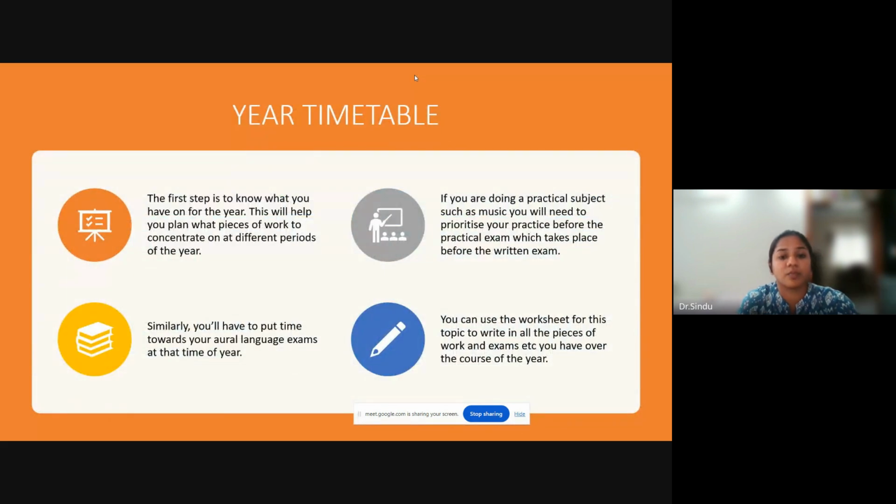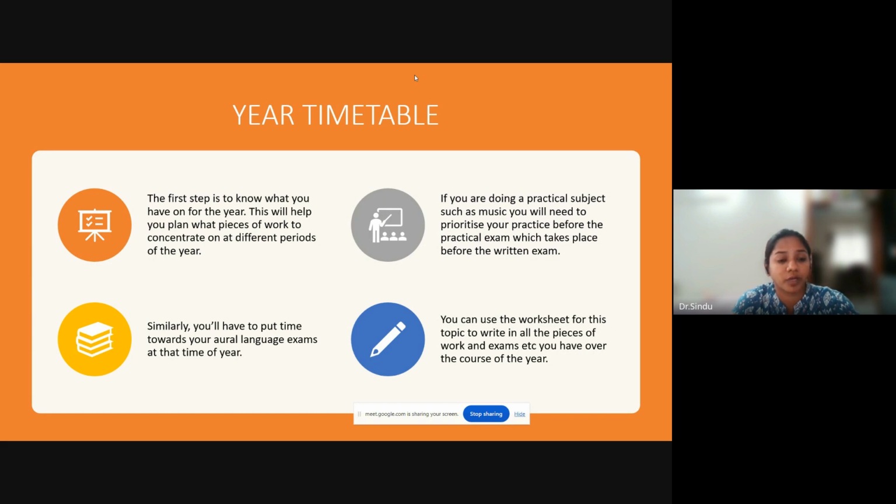Suppose, for example, when you are making the academic calendar, you do it on an average of a year. This will help you plan what pieces of work you have to concentrate on in different periods of the year. If you are doing a particular subject, such as management studies, an HR subject, whatever it may be, you have to prioritize your practice before the practical examination, which takes place before the written examination.